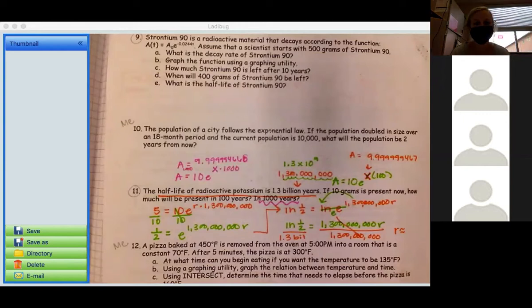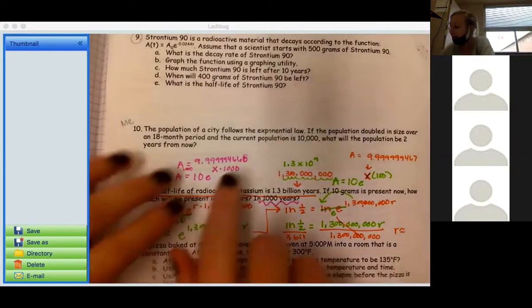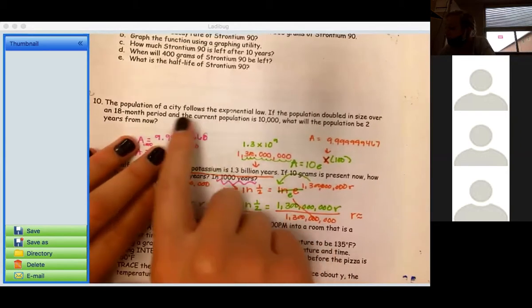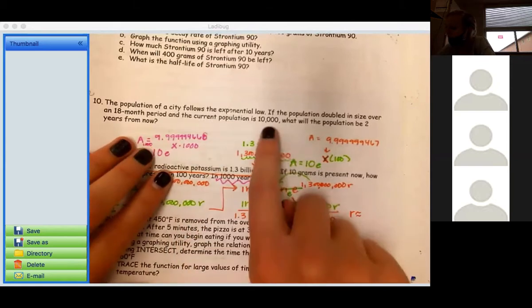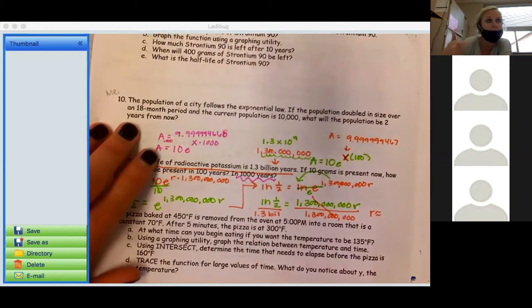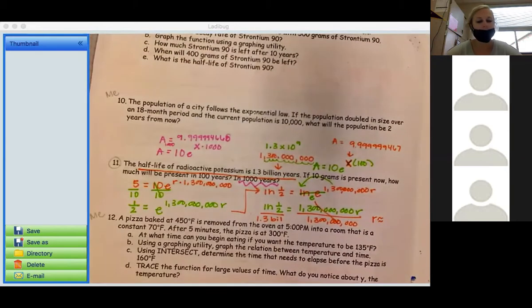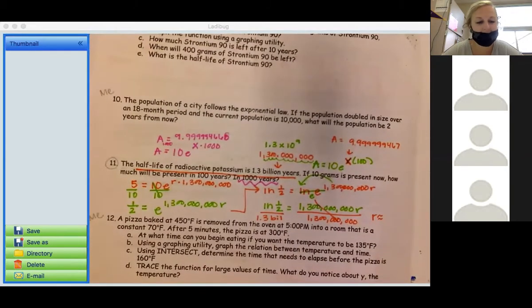I have a question. It says 18 months. Do I have to convert that to, like, I don't know. It's confusing me a little bit. No. What do you got to convert it to? You're right. Years? Yes, because it says, what will be the population 2 years from now? So it's asking you for time in years. So whatever time you put in also has to be in years. Very good. Look at you.